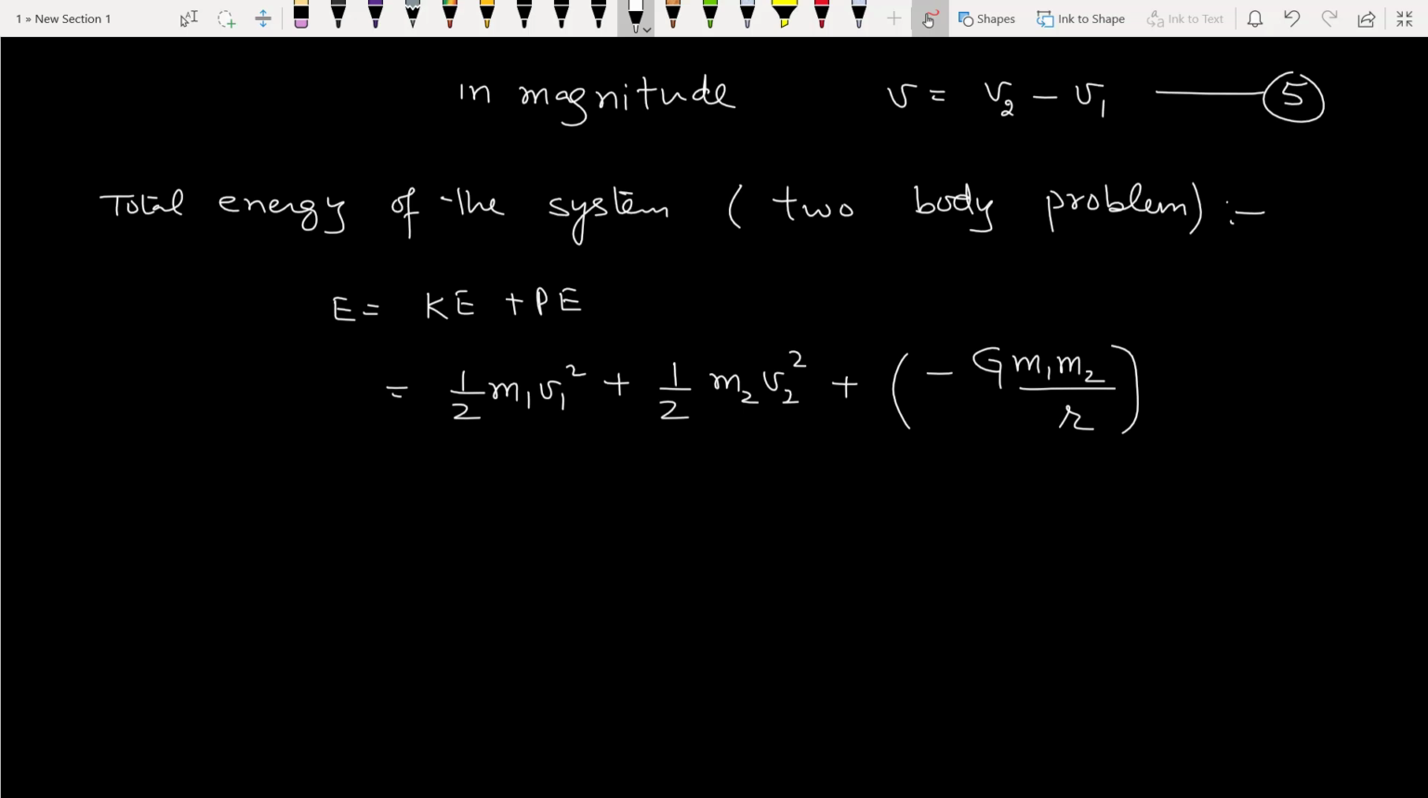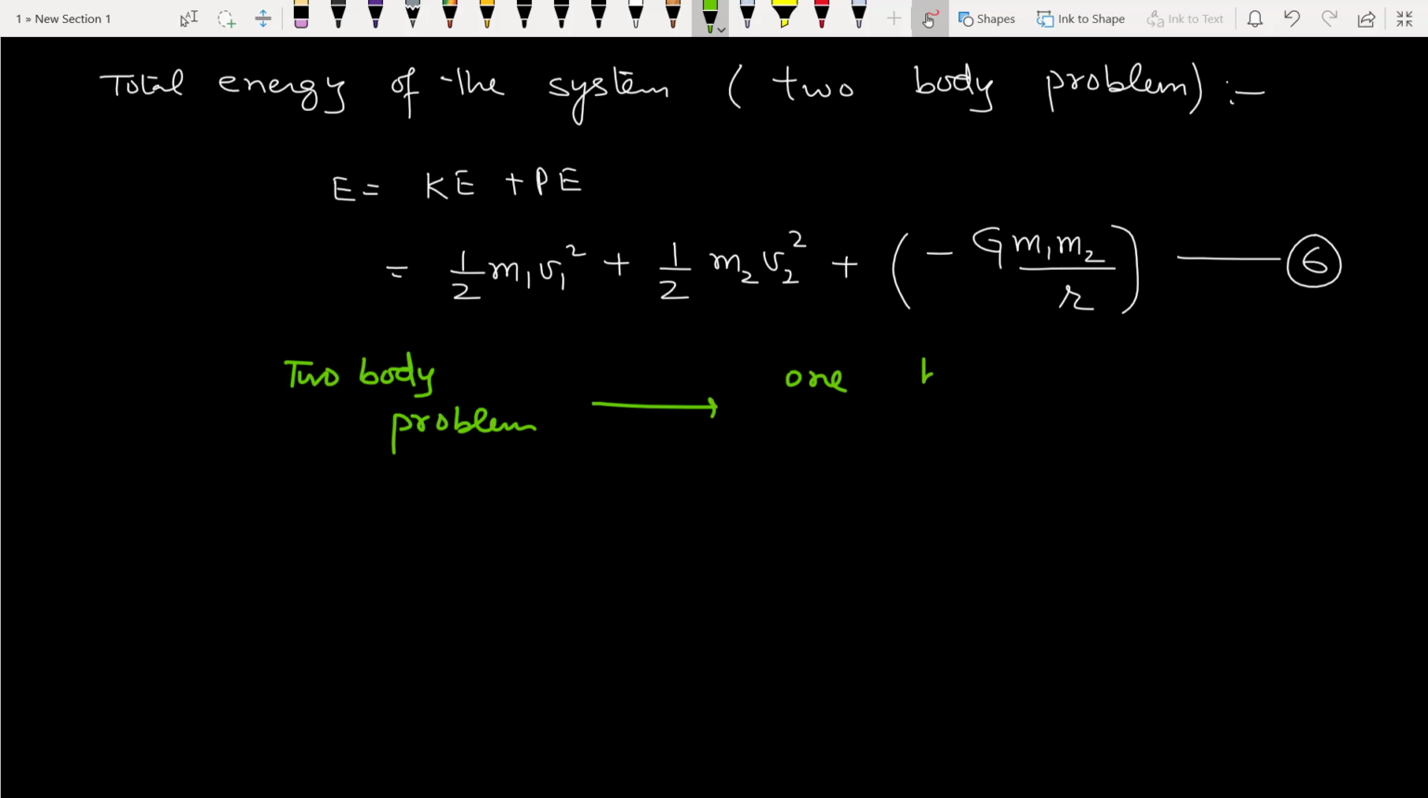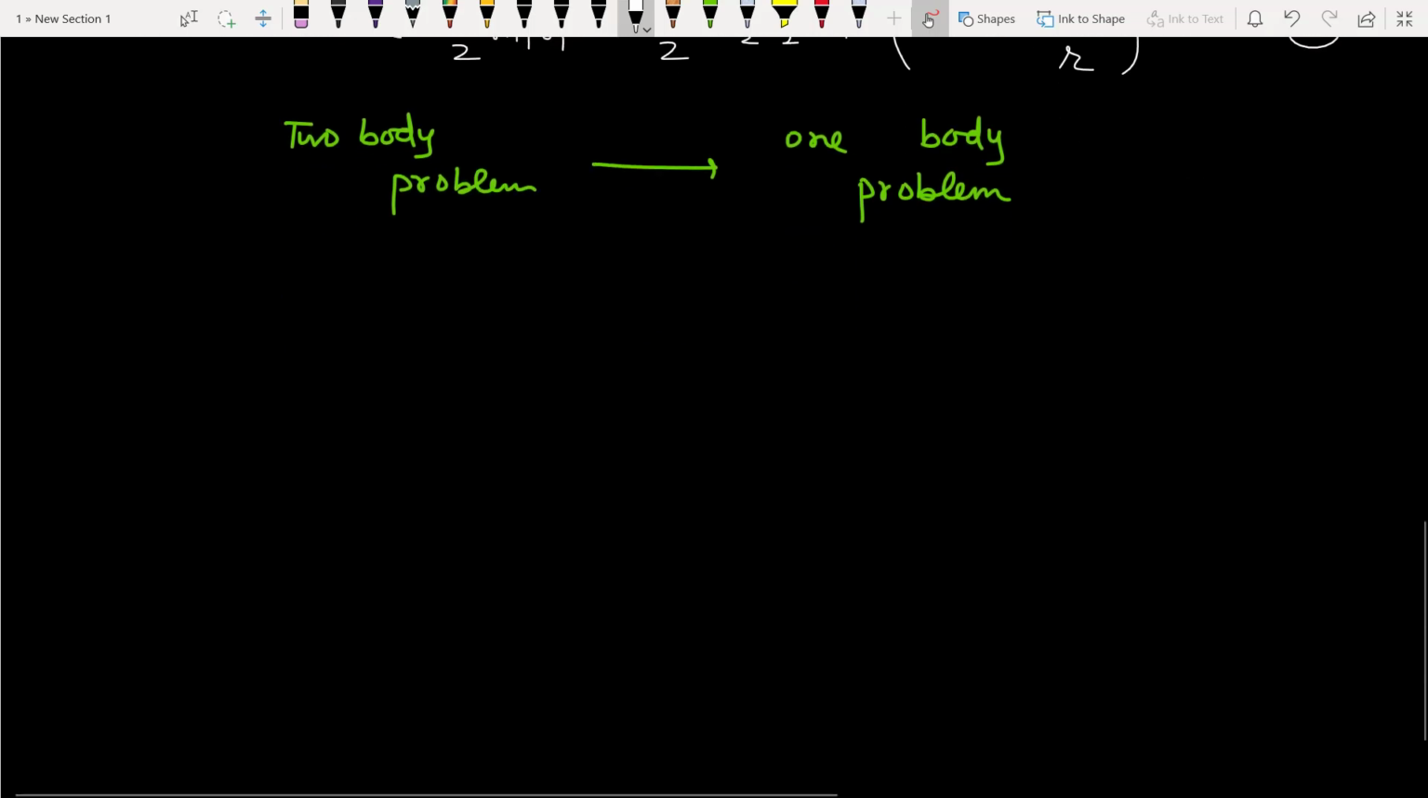So this is gravitational potential energy. We mark this as equation number 6. Now we thought of changing the two body problem to one body problem. The details are in our previous lecture, on the basis of which we will use it directly. It can be done with the reduced mass concept.